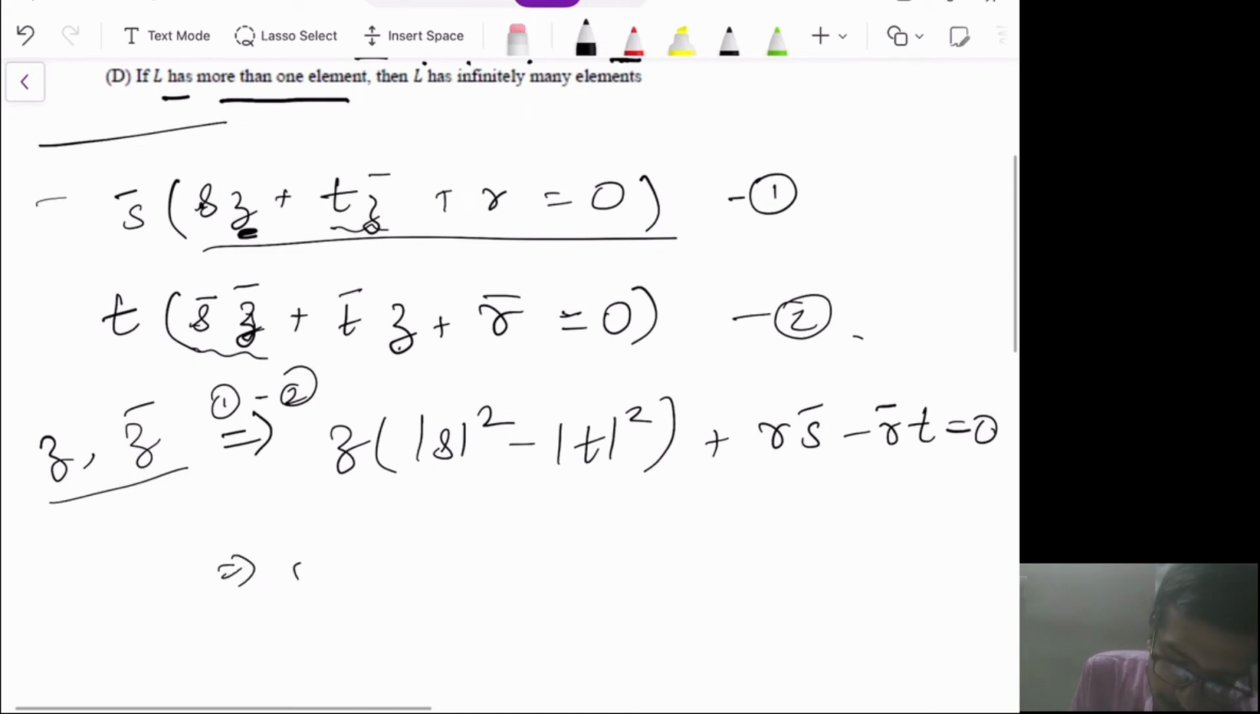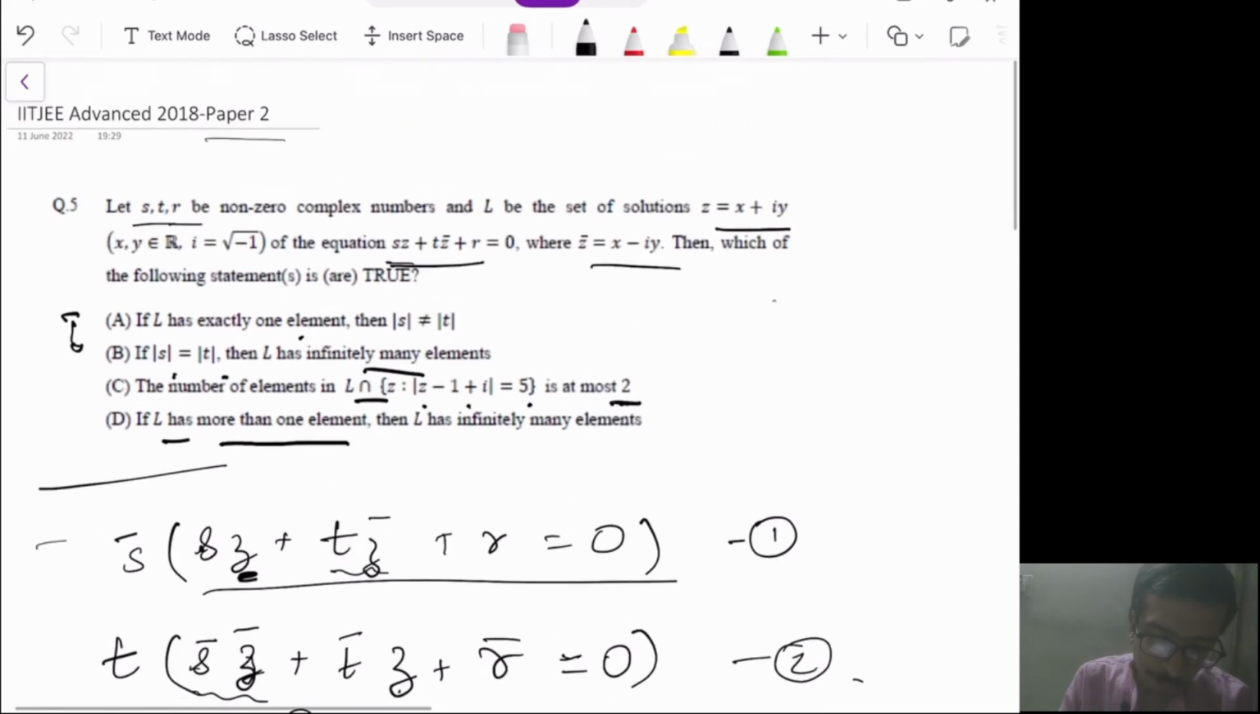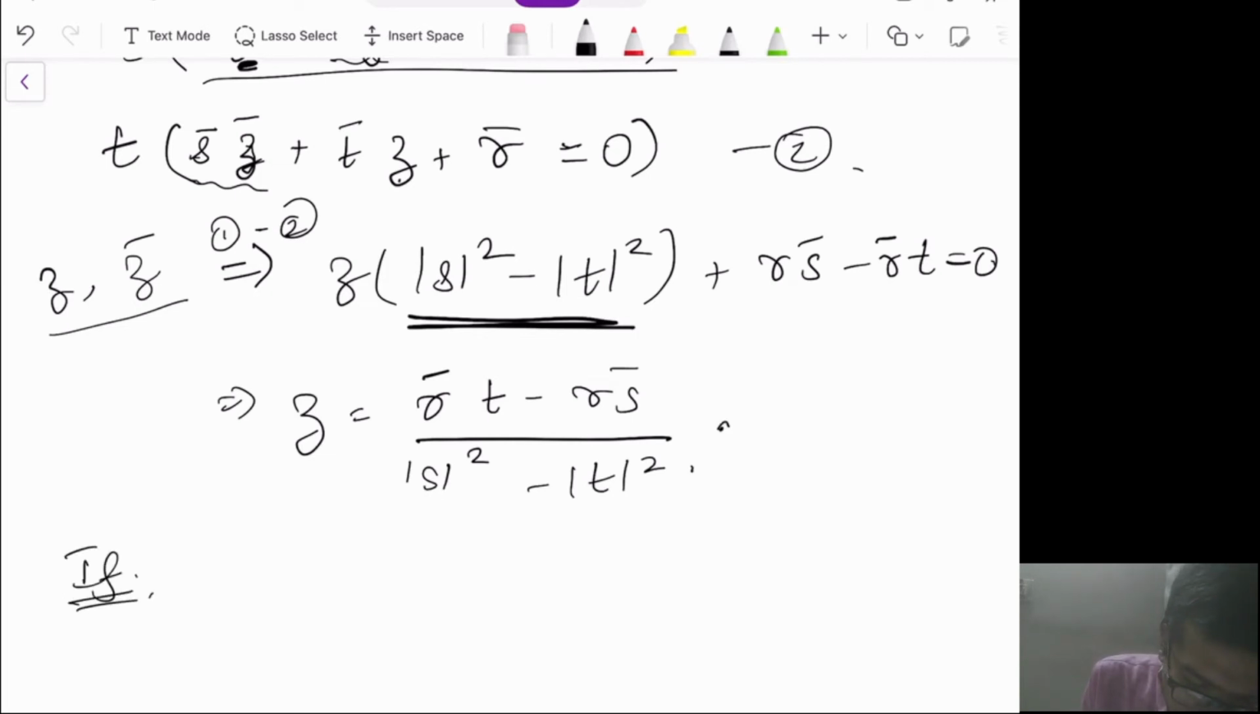So here I can solve for z as (r bar t minus r s bar) over (mod s square minus mod t square). So this is going to be my z. But note that if mod s square equals mod t square, then I can't actually solve this, right? So essentially if mod s is not equal to mod t, then I'm going to get a unique solution.